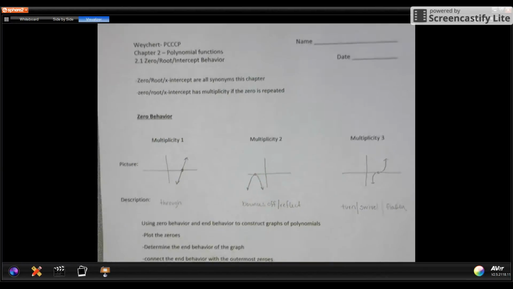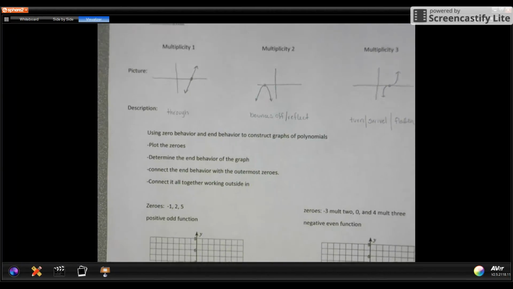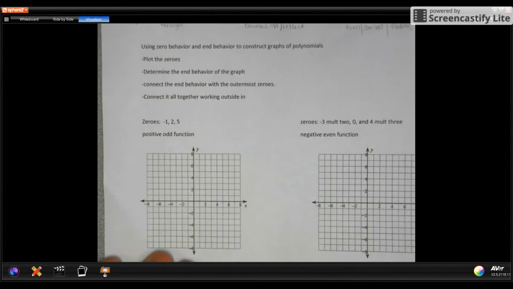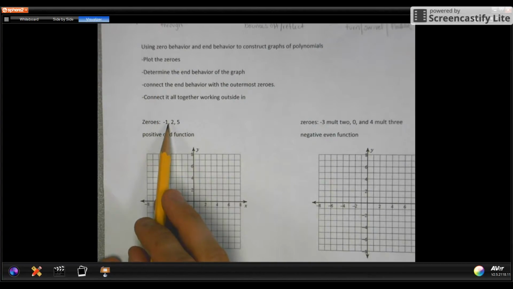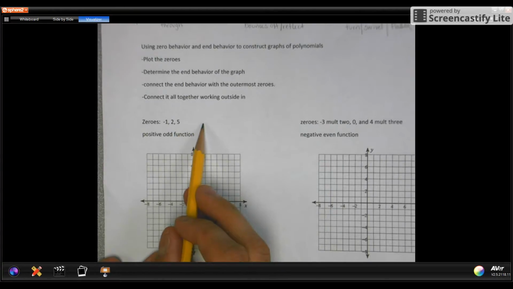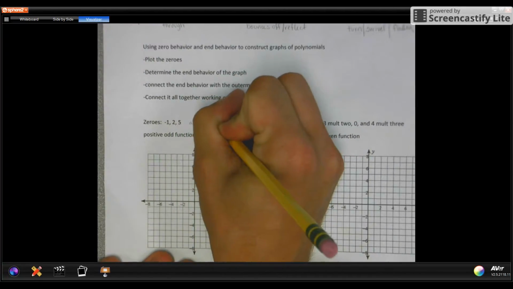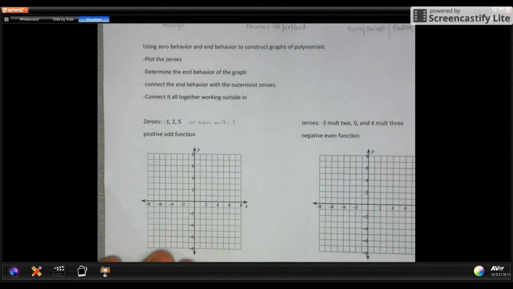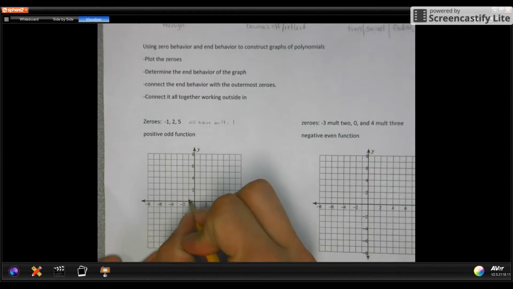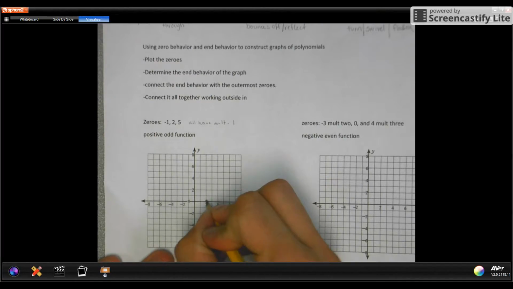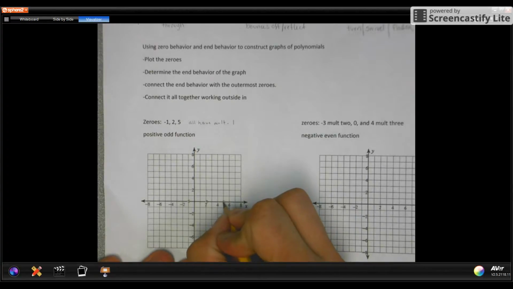Once we understand that, we can now combine what we have just learned with what we talked about in class in regards to the end behavior of graphs. So the first thing you want to do is plot the zeros. So here you can see I have zeros at -1, 2, and 5. Nothing else is listed as far as multiplicity, so I assume that they all have multiplicity of 1. If it's not stated, you understand it has to be a multiplicity of 1. So I'm going to plot my zeros. So I have zeros or x-intercepts or roots at -1, at 2, and at 5.